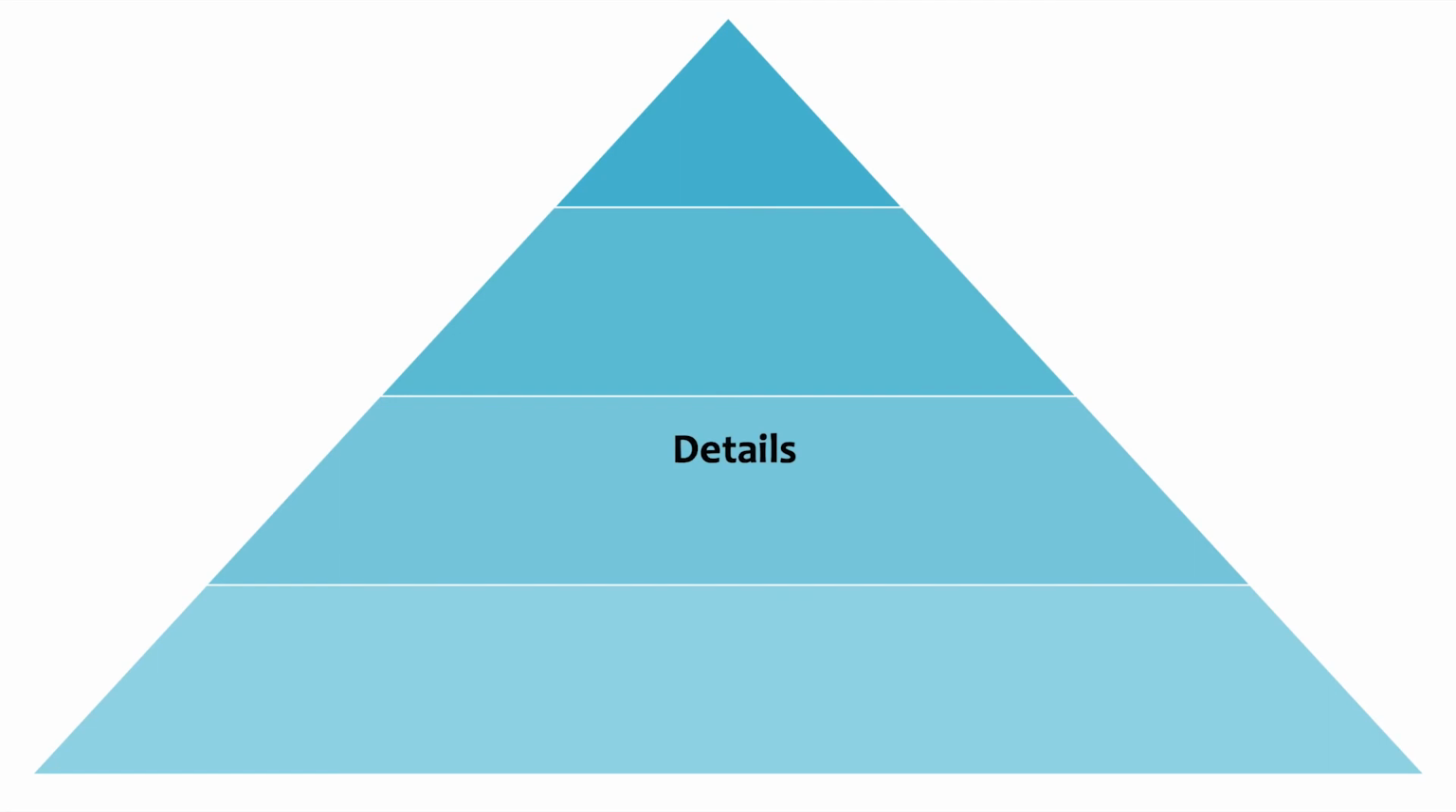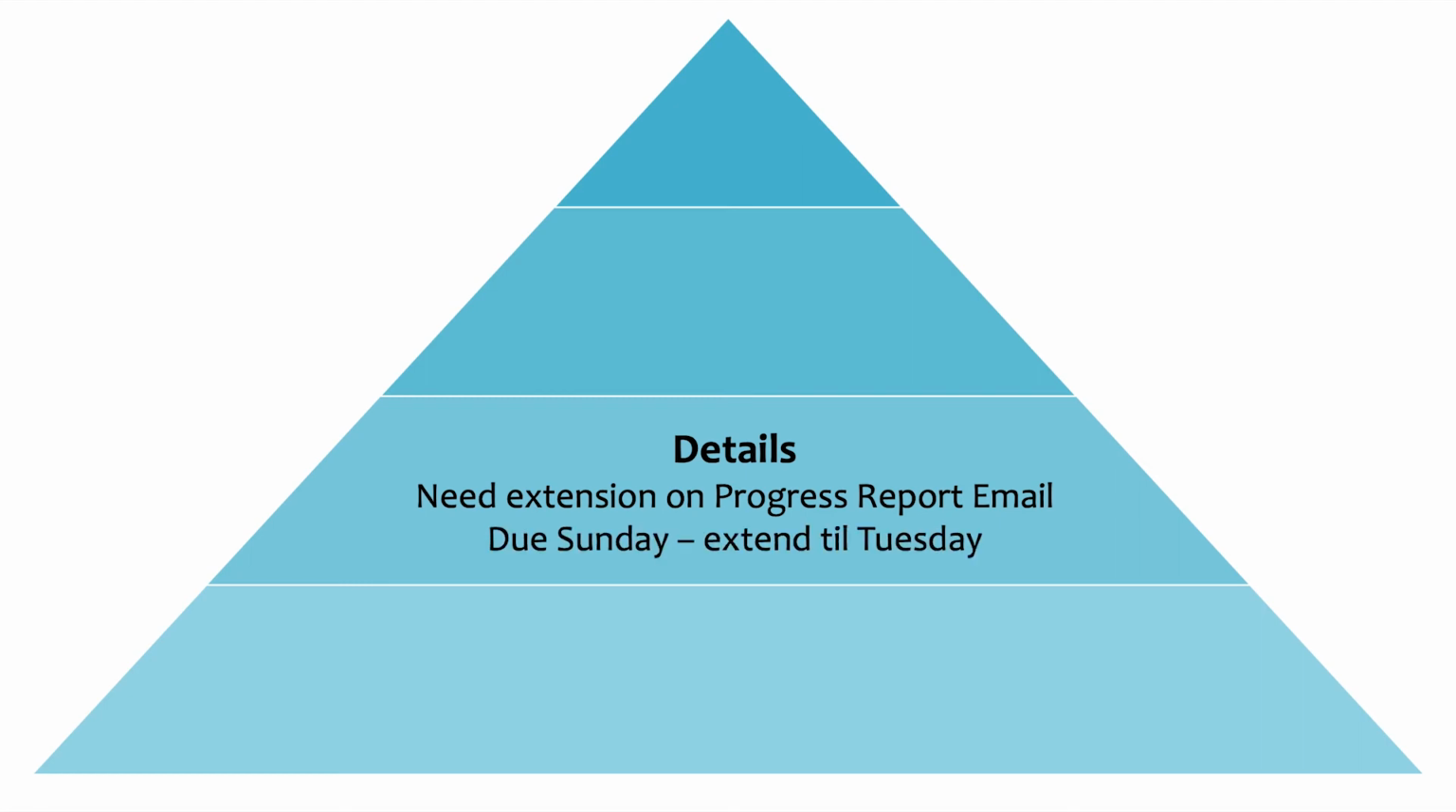So let's start with our details, the main message. It's sometimes easier to start here as well because that's what's most on your mind. Our main message: I need an extension. The scenario didn't say how long or what the assignment is for, so we're going to make that up. I need an extension on my progress report, which is due on Sunday, so my extension is until Tuesday, 2 days.